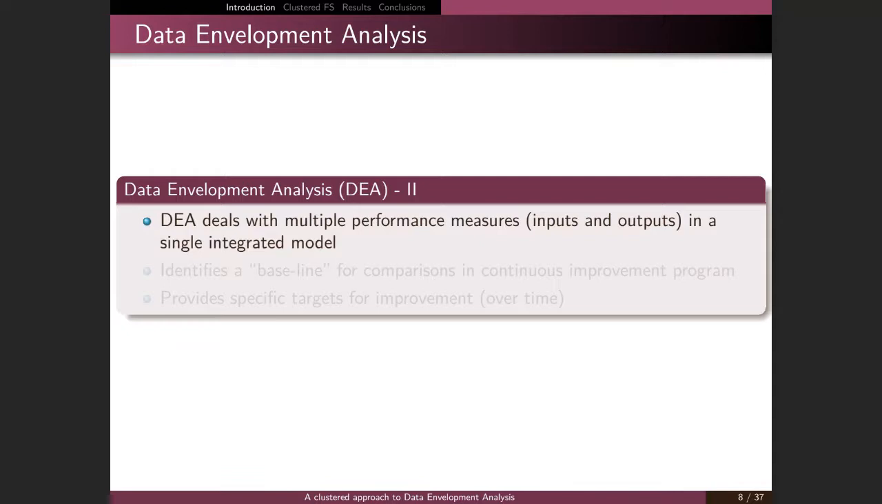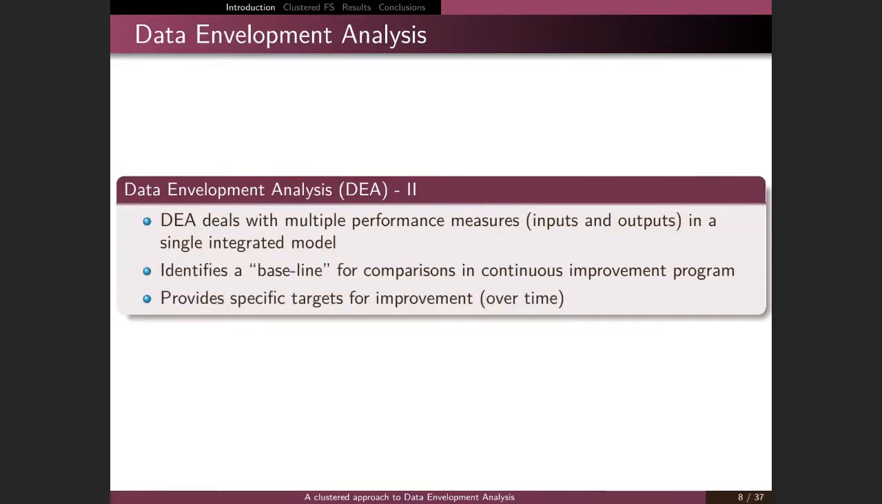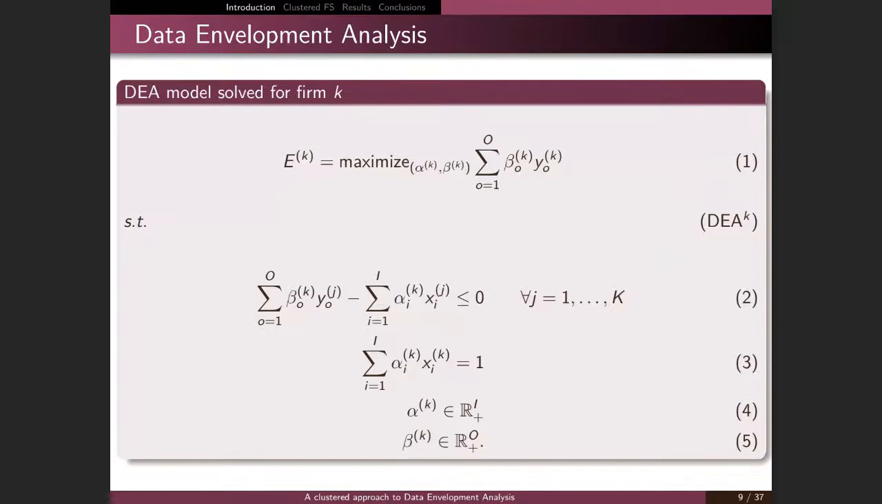So something about DEA, as you have seen in the previous formulation, is that it can deal with multiple performance measures, both inputs and outputs, in a single integrated model. It also identifies a baseline for comparisons in a continuous improvement program, and provides a specific target for improvement. Let's say when we compare, we can say, okay, you have to reduce this number of inputs in order to produce this quantity of output if you want to be efficient compared to this other one.